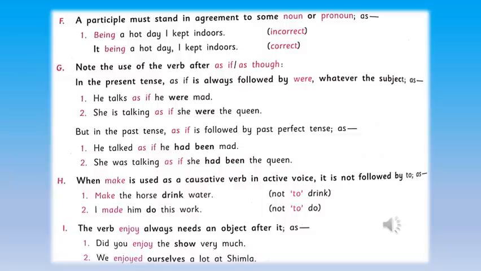The last point: the verb "enjoy" always needs an object after it. Did you enjoy the show very much? We enjoyed ourselves a lot at Shimla. After the verb "enjoy," we need an object to complete the sense of the sentence.